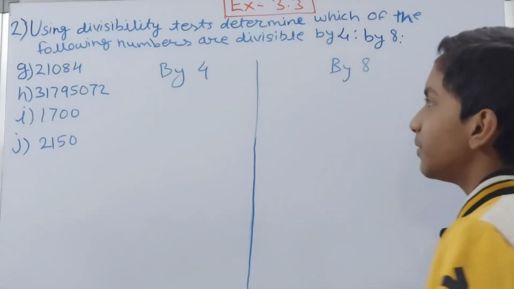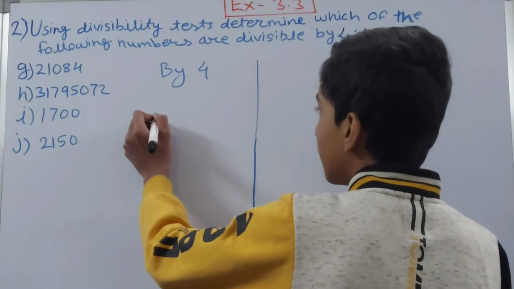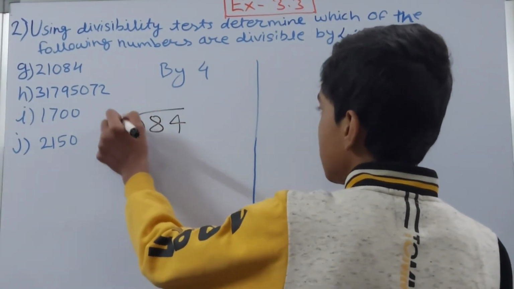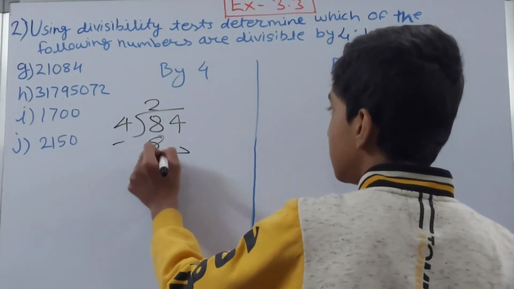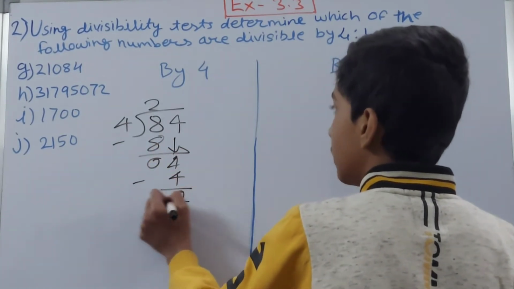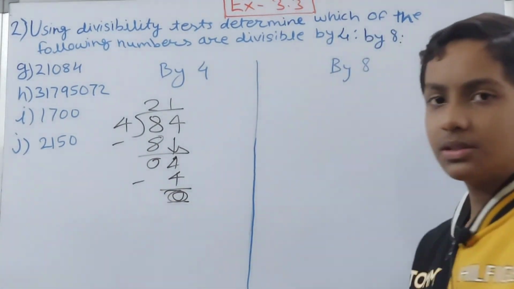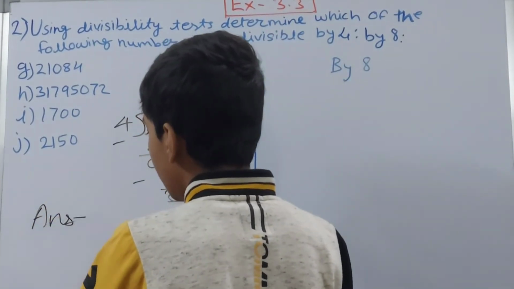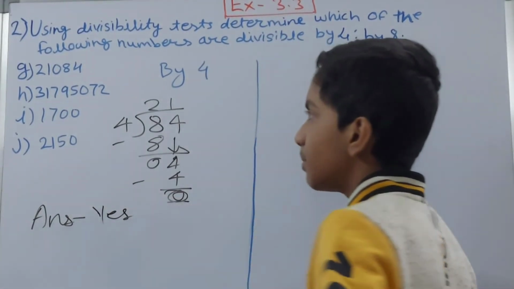Now the next number we have is 21,084. Check if it is divisible by 4 or not. For this take the last 2 digits here, that we have is 84. Now divide this by 4, minus 8 2 times, you will be left with 0. Bring this 4 down, minus 4, 0 and 1. Now you can see we have divided and we are getting 0. So that means this number is divisible by 4. Okay, so we will write here yes.